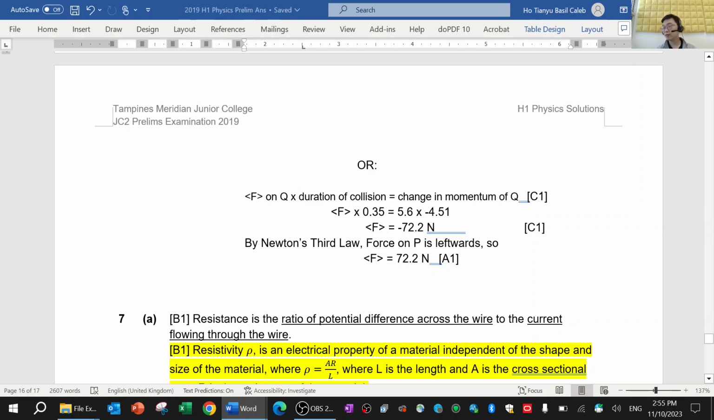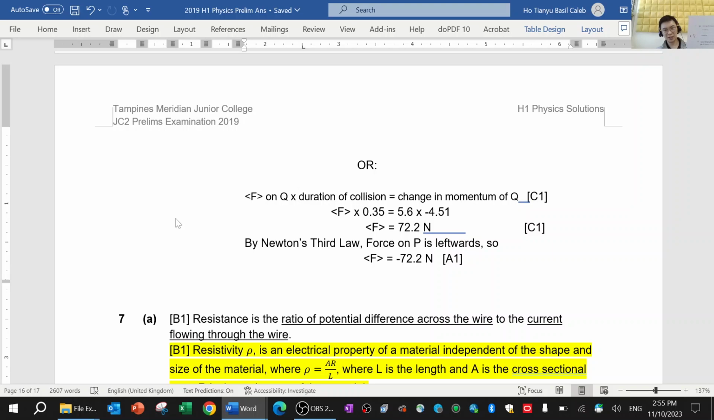TM also gives a third method, which is to find the force on Q first, and you find that it's actually positive. Then the force on P, because it's leftwards, is negative. You can try to understand this method, but I'm not going to spend too much time. You can just take a look and see if you understand. They use Newton's third law. Quite interesting. In some questions, using this method might save you some time.